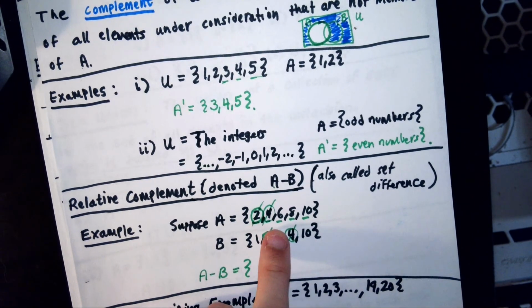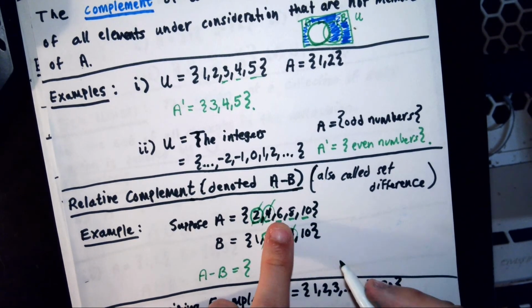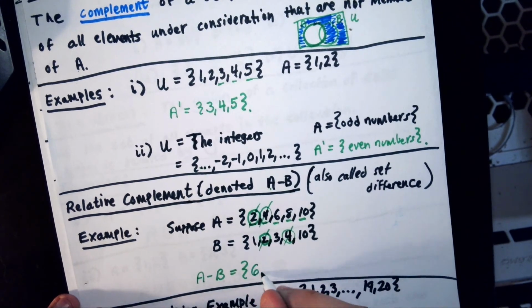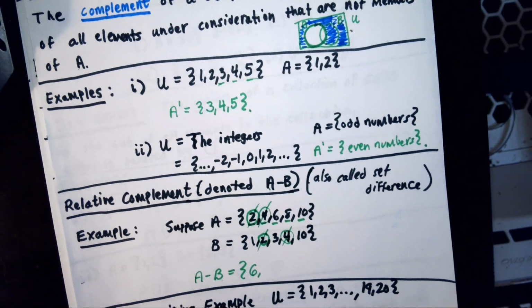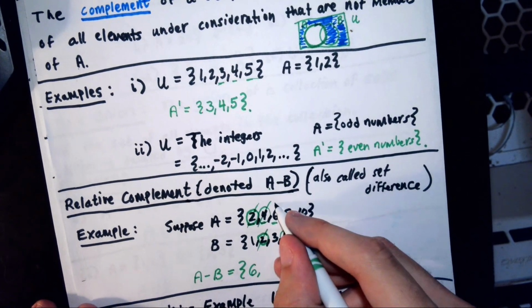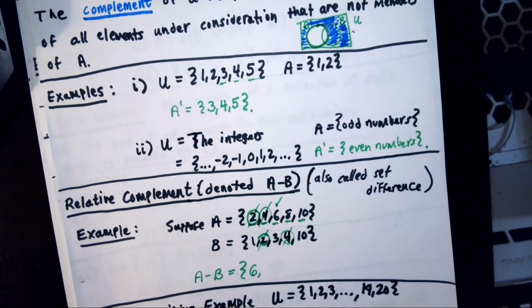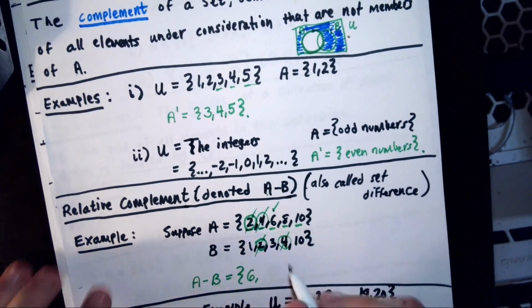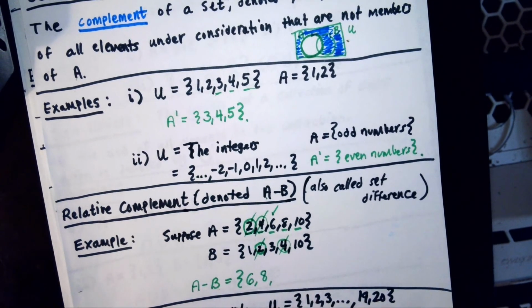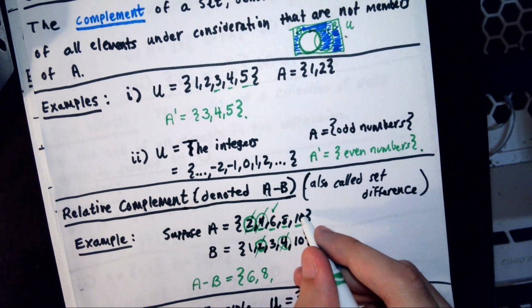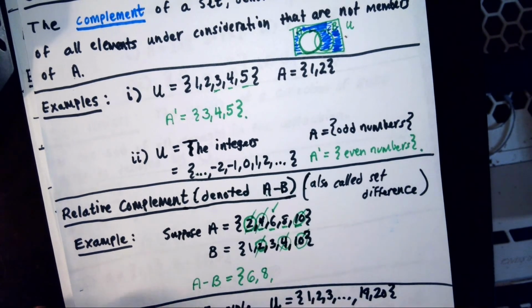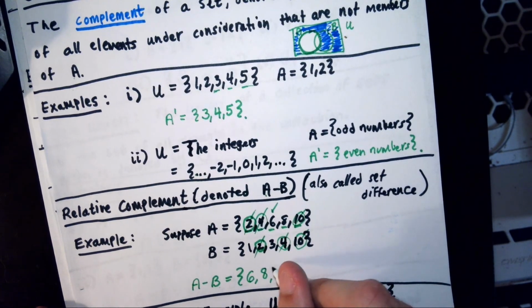The next number in A is the number 6. Well, 6 is fine. 6 is not a part of B. 6 is a part of A, so 6 is in the set. It is in the relative complement. It is in the set difference of A and B. Next, we look at the number 8. 8 is, again, not in B, so we write it. And lastly, we'll consider 10. But 10, notice 10 is in both. 10 is in A, 10 is in B. So because of that, 10 will not be included in A minus B, right?